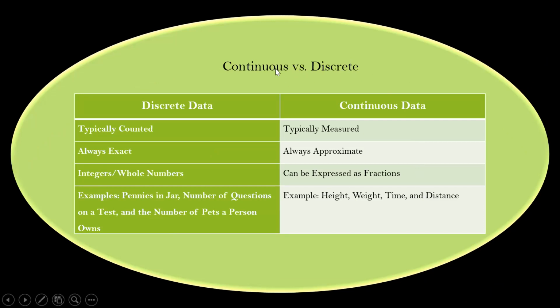Finally, a third way to classify our data is either continuous or discrete. Typically, discrete data is counted. There's probably exceptions. And continuous data is typically measured. So I would count the number of students in my class, but I would measure their weight. I would measure their height.